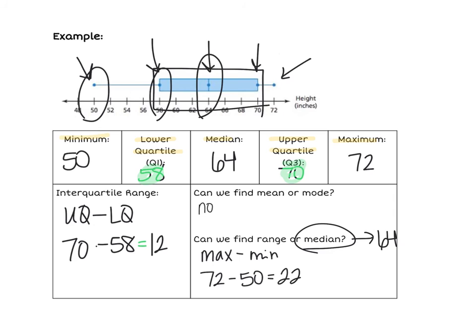So again, all you're going to have to do with a box plot is just be able to identify the minimum, the lower quartile, the median, the upper quartile, and the maximum, and then be able to subtract to find the interquartile range or to find the range overall. You will not have to create your own box plot from a set of data, only be able to identify the numbers.